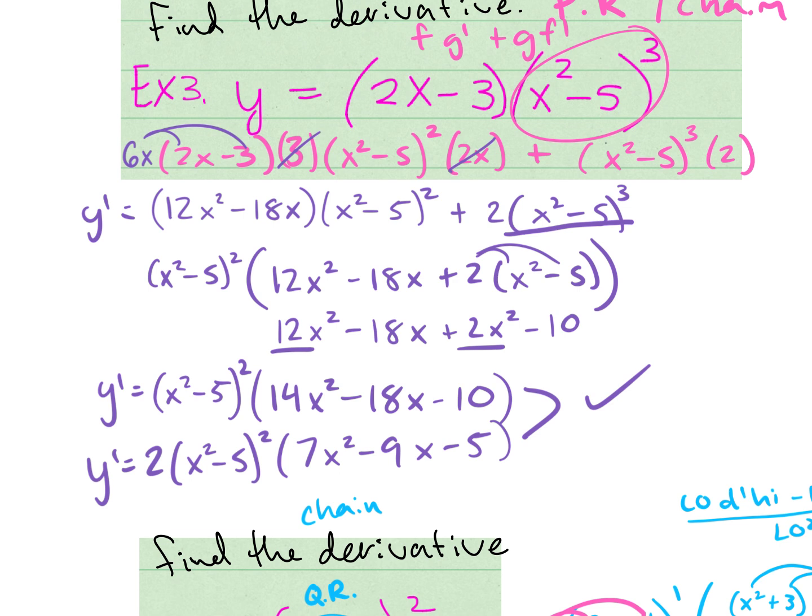We wouldn't be able to distribute that into here anyways because it's squared. So if you have an exponent on your parentheses, you can't distribute it in. But we were able to distribute here in this step because there wasn't an exponent. But I wouldn't have been able to distribute into this one because it's squared.